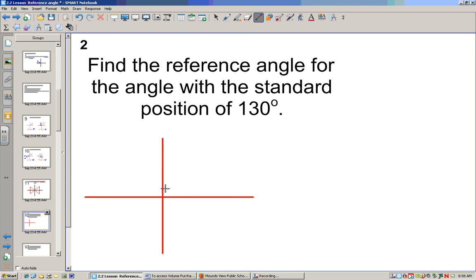All right, 130 degrees. This is 180. This is 90, so it's somewhere in here. And if this is 130, our reference angle has to be 50.